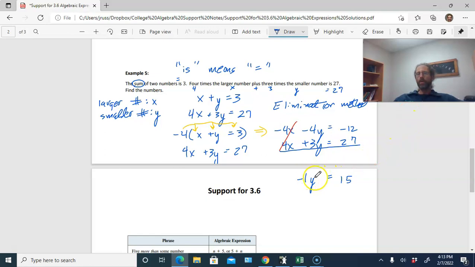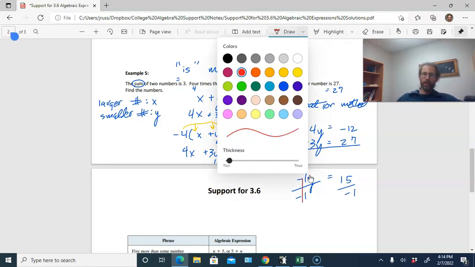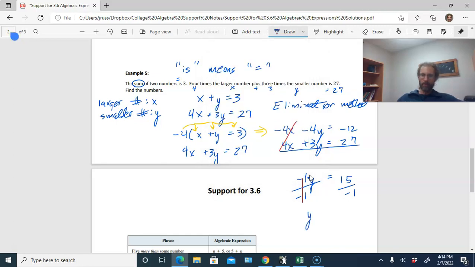Now we've got one equation and it only has one variable in it, so we can solve it for y. To get the y by itself, the y is getting multiplied by that negative 1. So we have to do the opposite of multiplication, which is division. We're going to divide both sides by negative 1. On the left-hand side, those negative 1's divide out, leaving us with just positive y. And then 15 divided by negative 1 is negative 15.